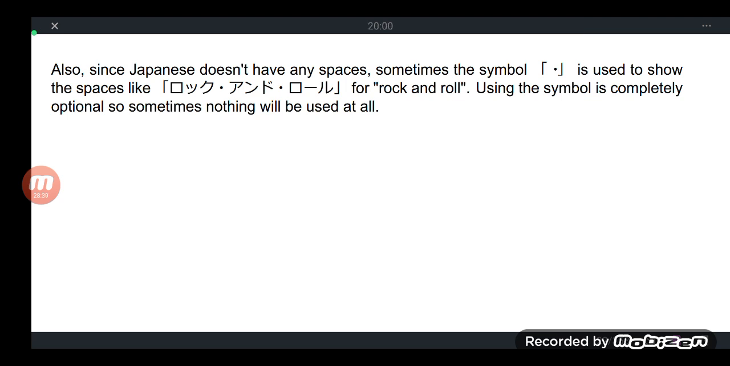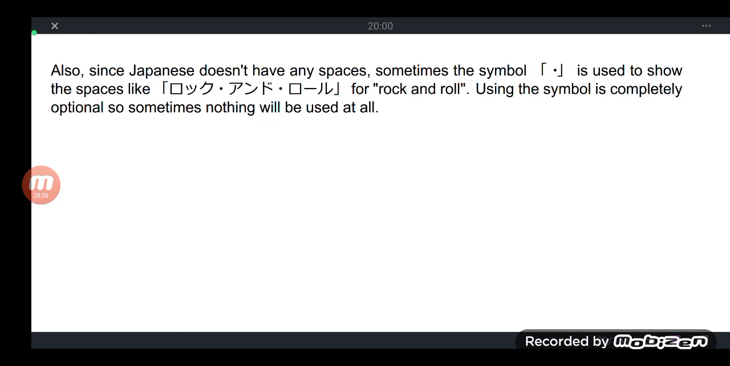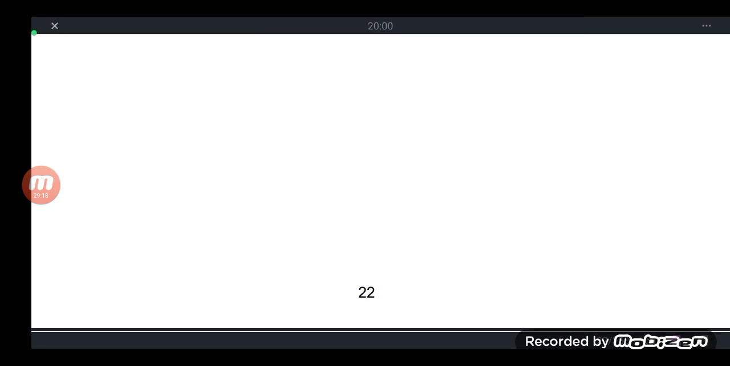There should be a space between rock and the and the and roll. So you should be using 2 dots as a separator for rock and roll. Using the symbol is completely optional, so sometimes nothing will be used at all. But for simplicity and so as not to confuse the readers, I personally recommend that you use the dot, especially if you're dealing with onyomi readings, or if you are trying to emphasize foreign names written in katakana.